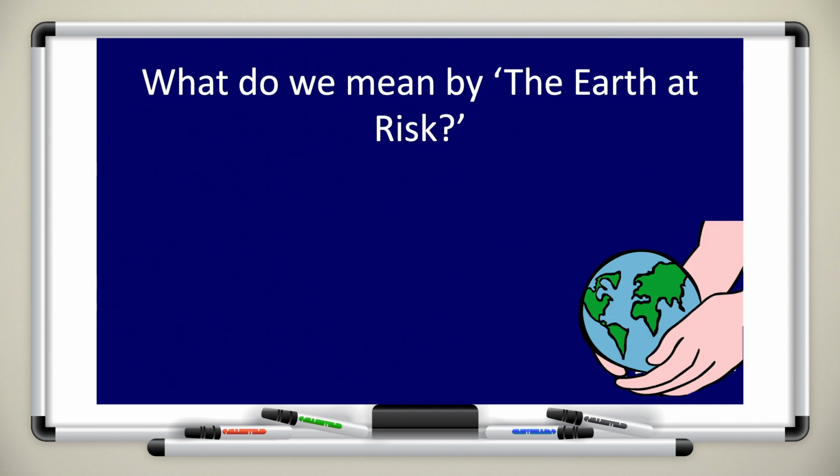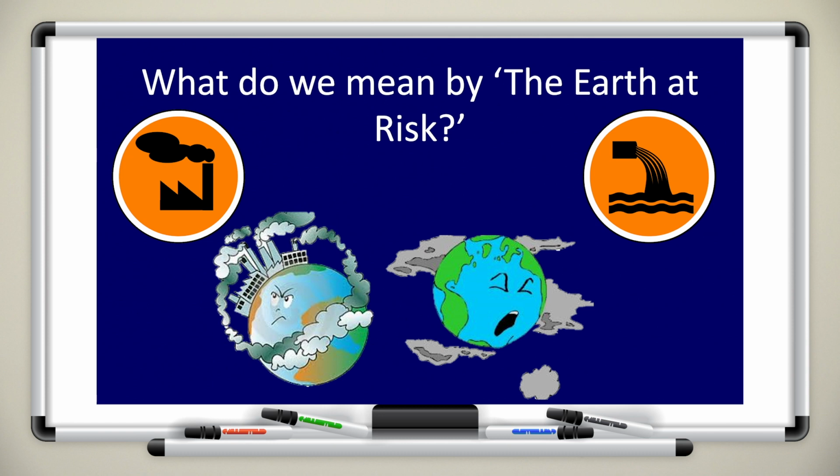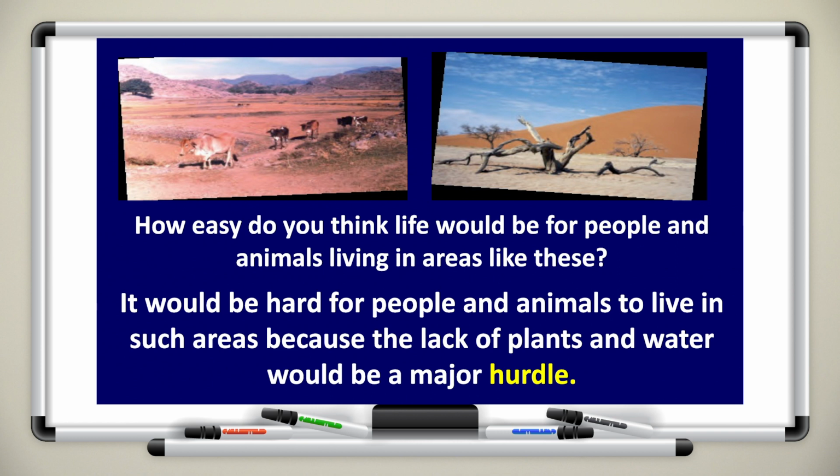Now, what do we mean by the Earth at risk? Start thinking about it for a second. Take a look at these pictures and try to guess what we will be studying. When I say the Earth at risk, you might be thinking of pollution. You might be thinking that the world is in danger, and you are right. Take a look at these pictures.